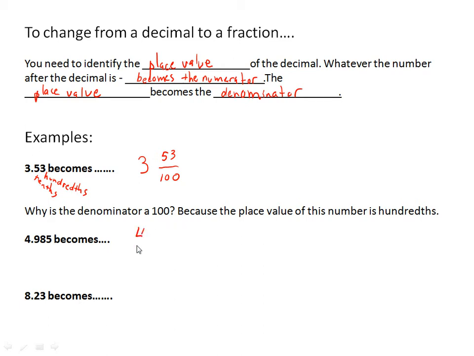So we got 4 and 985, and let's see, this is the tenths, the hundredths, and this is the thousandths. So we just put 1,000 under here. Cool. Now we could simplify this. Sorry, it's supposed to be a comma. We could simplify this, but that's for another lesson. Alright, let's do this last one.